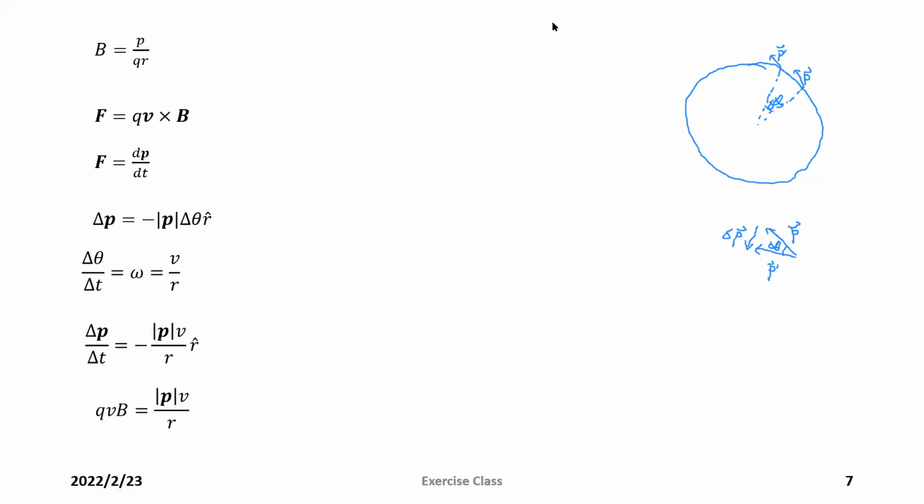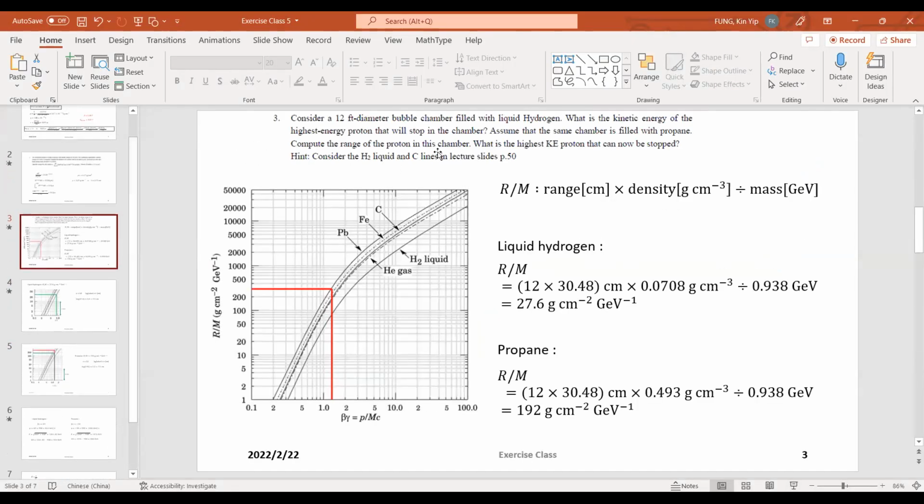My question is about the C line corresponding to propane. The main atoms in propane are carbon atoms, so that's why we use carbon lines. But there are more hydrogen atoms in propane than carbon. Yeah, I know, but let me see.